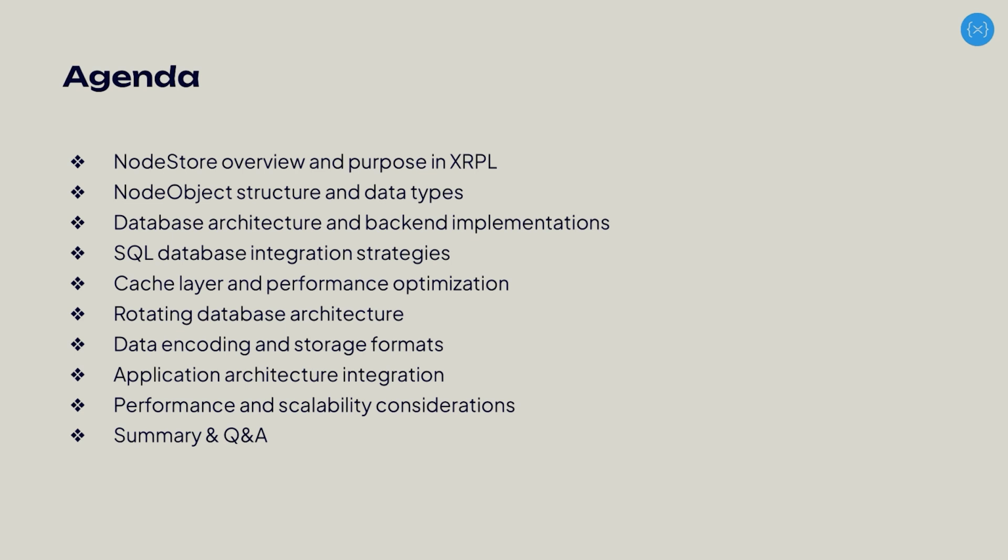We're going to talk about node object structure and data types, the caching layer and performance optimization, rotating database architecture, data encoding and storage formats, application architecture integration, and performance and scalability considerations.